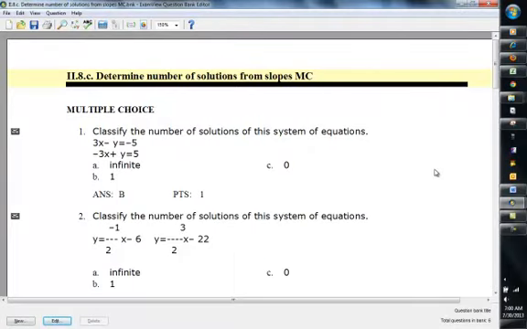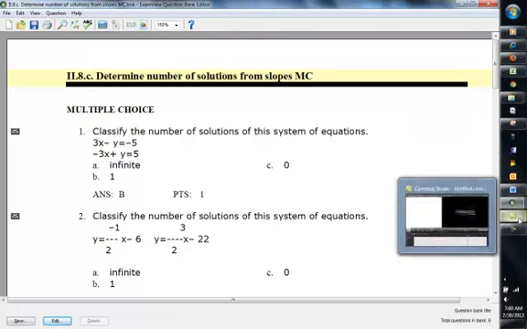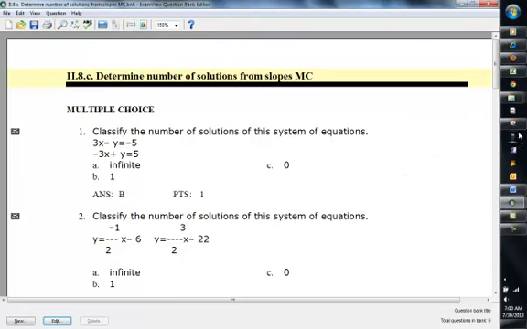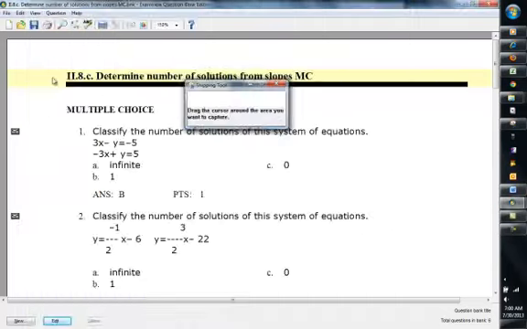So the easiest kind to determine are those that have different slopes. Let's look here at our examples from our textbook, or from our test.